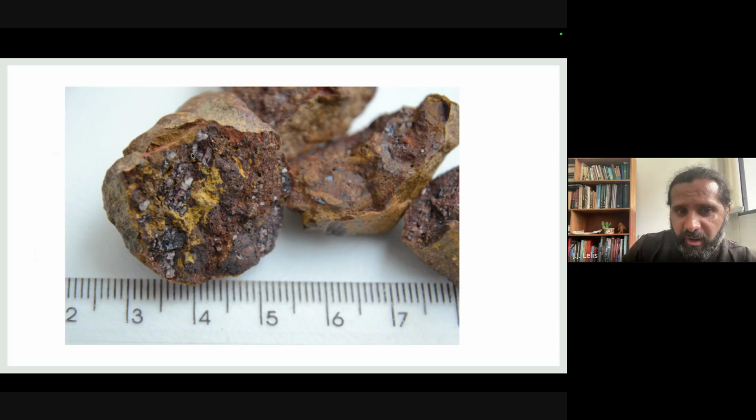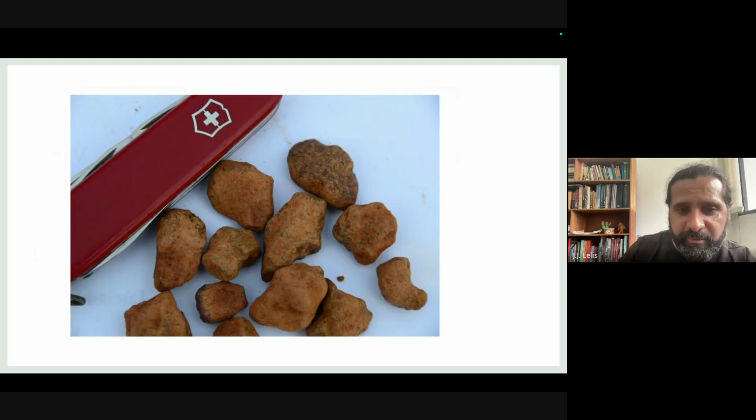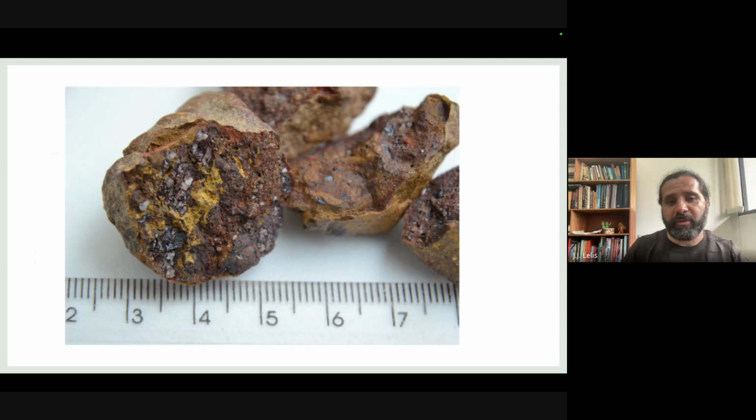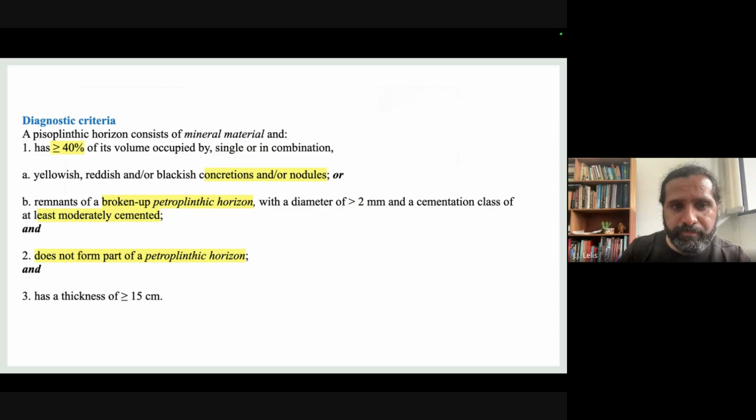This is a nodule, okay? These are nodules or concretions. The difference between nodules and concretions is the internal fabric. When we have a concentric internal fabric, we have a concretion. If we don't have a concentric internal fabric, we have a nodule, okay? So in this case, we have a nodule.